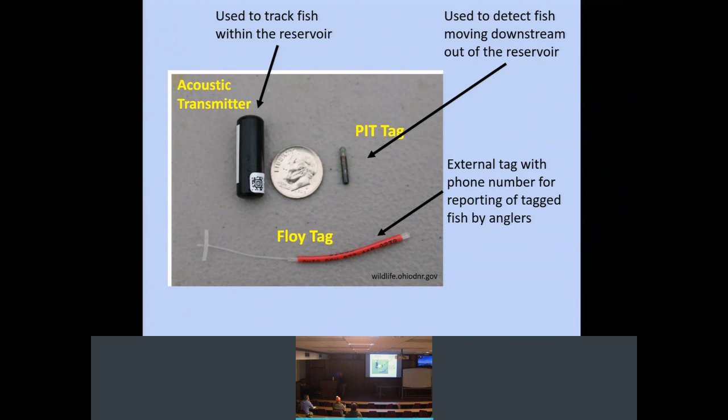We put three kinds of tags in and on the fish. Acoustic transmitters went into a subset of the fish. We use these to track movement within the reservoir. I won't be showing you those data today, but those data have helped inform some decisions we made in the analysis that I will be showing you today. There's lots of other stuff we're doing with this particular study. And then PIT tags are put in all of the fish that we sampled, and they're used to detect movement downstream out of the reservoir. And then the muskellunge also received external tags so that we could get fishermen reporting captures to us.